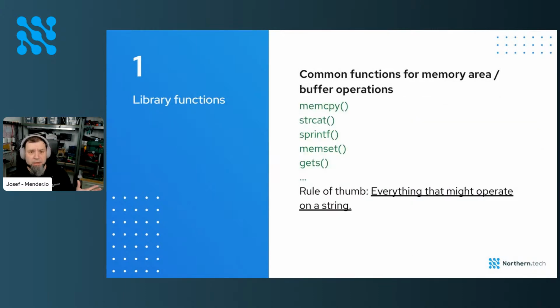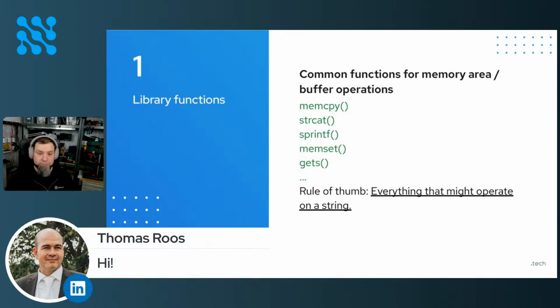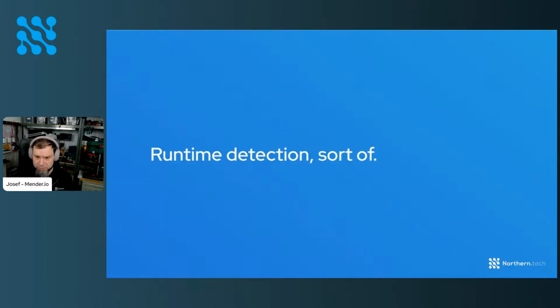Common library calls where this actually happens are, of course, memcpy, string concatenation, sprintf, memset, gets, whatever. Many of those also have a numeric parameter where you can pass how many bytes you actually have allocated. But if you don't know it for sure, how do you make sure that you're not working on wrong assumptions about the size or the expected size of the buffer? That's what we're talking about today.